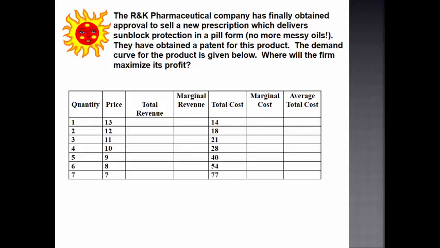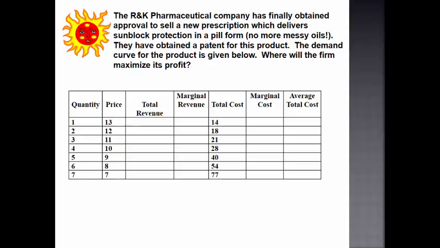So, for example, the R&K Pharmaceutical Company has finally obtained approval to sell a new prescription which delivers sunblock protection in a pill form, and they have obtained a patent for this product. This allows it to have a barrier to entry. So the demand curve for the product is given below.